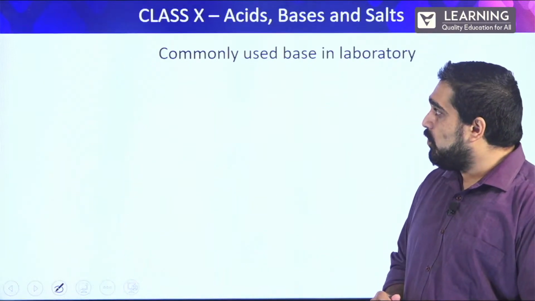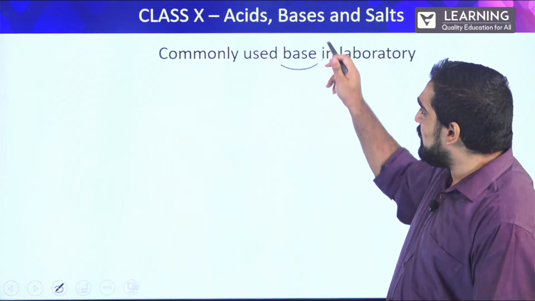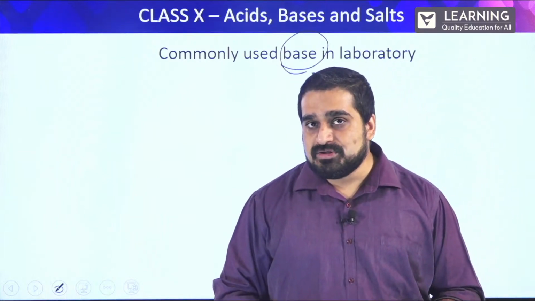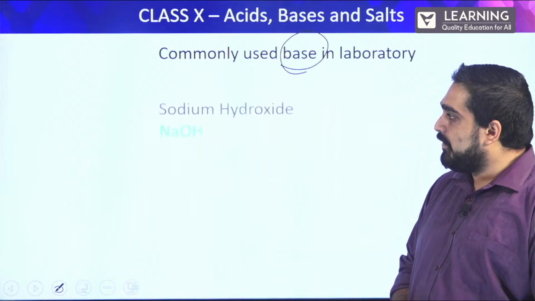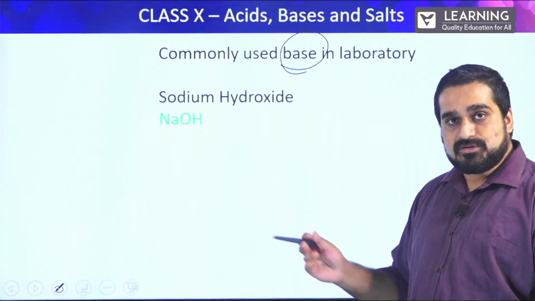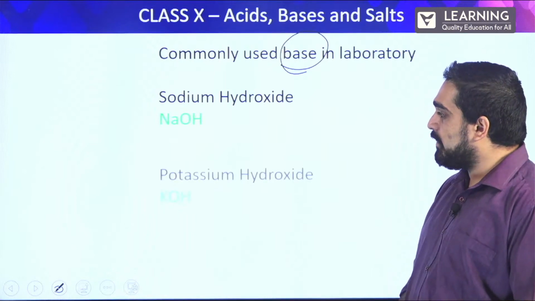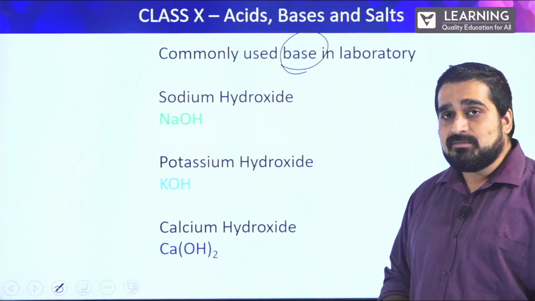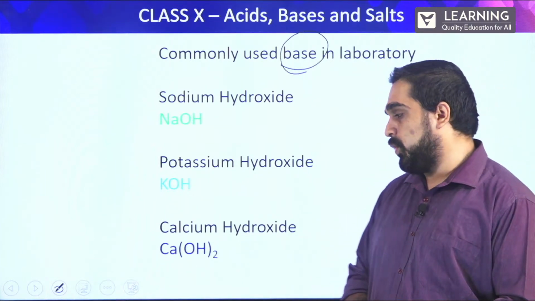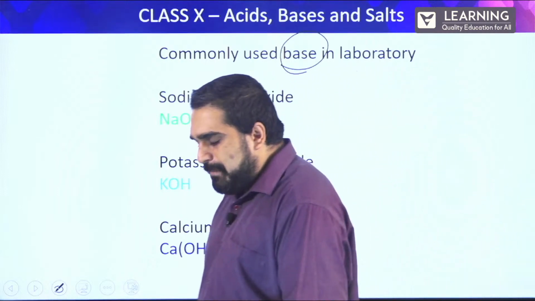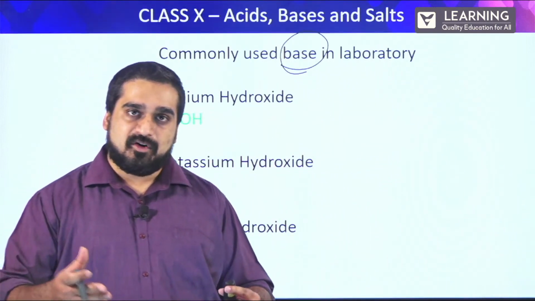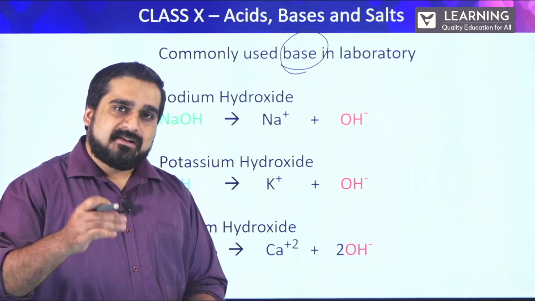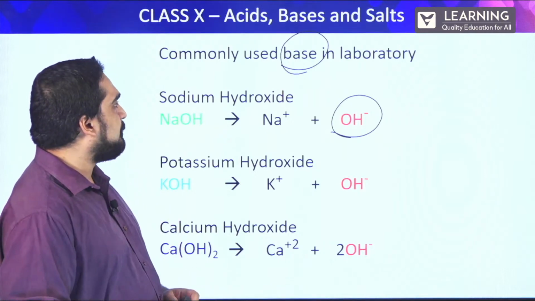On the other hand, what are the commonly used bases? Now that we have discussed commonly used acids, let's look at commonly used bases. You've got sodium hydroxide, NaOH, potassium hydroxide, KOH, and calcium hydroxide, Ca(OH)2. What makes a base a base? As you dilute calcium as well, it becomes Ca2+.